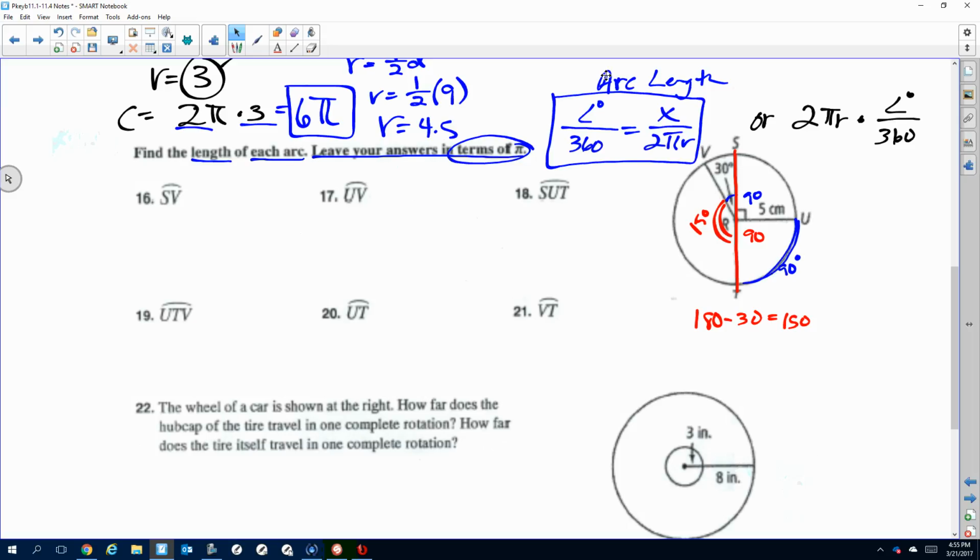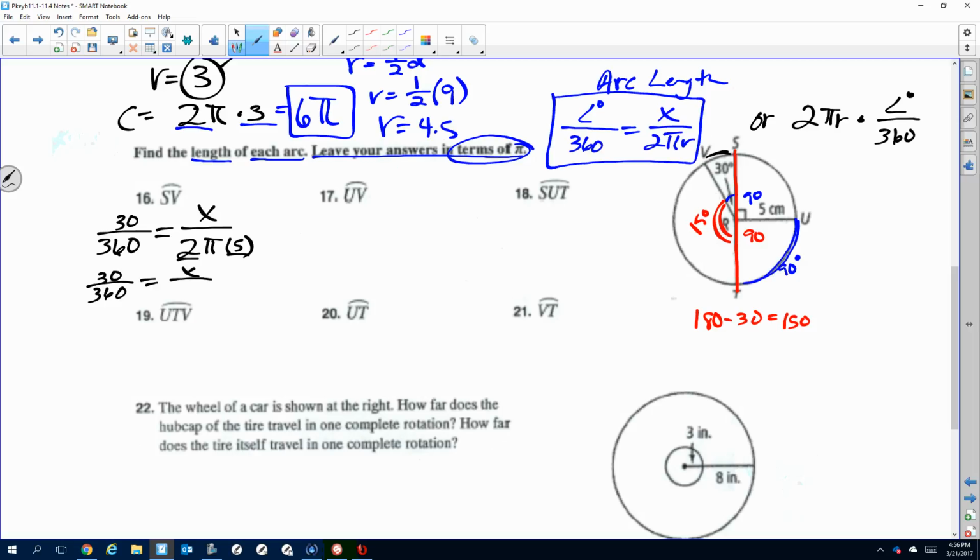So if I'm finding the arc length of SV, here is SV here. If I do my formula, the degrees for that piece, the piece I'm trying to find the length of, is 30. So I write 30 degrees over 360 equals x over 2 pi, and then I need the radius. The radius for our circle is 5 centimeters. So we're going to plug that in, and we can simplify, because we're going to multiply our numbers together. So we have basically 30 over 360 equals x over 10 pi.